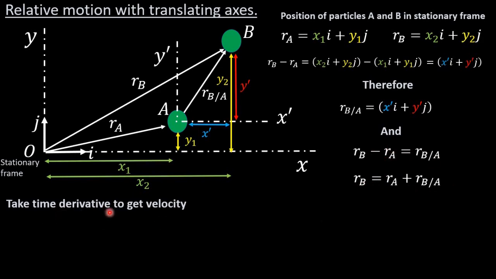And then if I take this expression here and take its time derivative to get velocity, I'll get this. So r sub B dot equals r sub A dot plus the position of particle B relative to A dot.